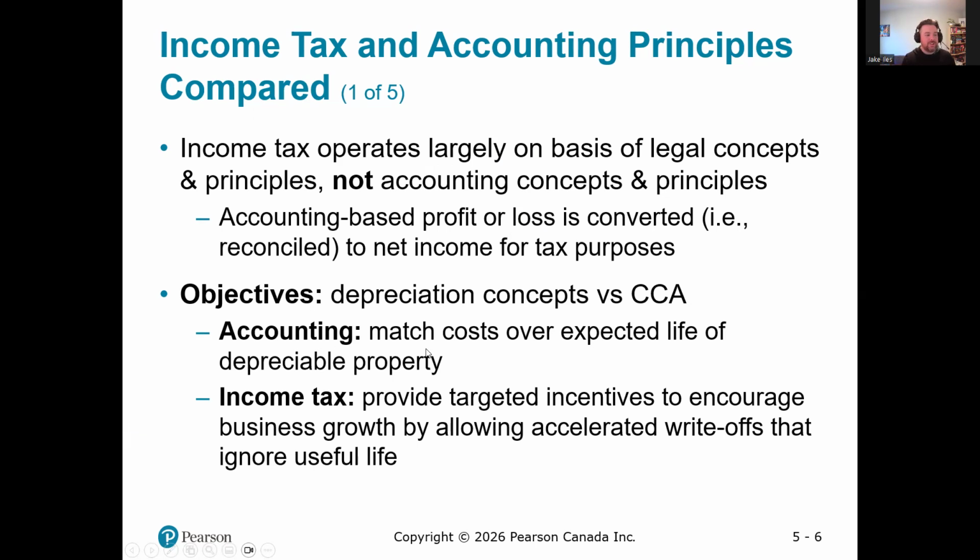Accounting is concerned about matching costs over the expected life of depreciable property. So we might say this machine's good for 8 years, we will amortize it for 8 years, or we might say this machine's good for 15,000 units. So if in the first year we produce 1,500 units, we'll take 10% of that full cost. The next year we only produce 700 units. Well, now we'll remove that amount from the total. We're trying to match the usage, the cost, with the expected life of the machine. The income tax provides targeted incentives to encourage business growth by allowing accelerated write-offs that ignore useful life.